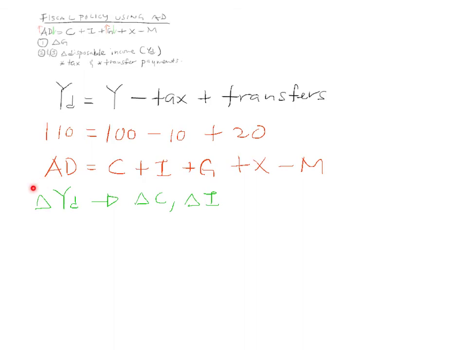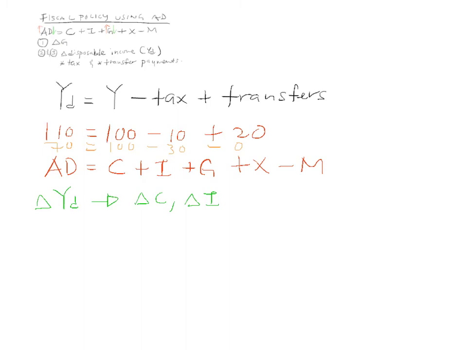Whereas a fall in disposable income could be because we are moving from this situation to one where tax has increased to $30 and transfers are cancelled. $70 now. Fall in disposable income. What happens now? Consumers spend less, businesses will invest less because people are buying less, and aggregate demand will shift downwards.